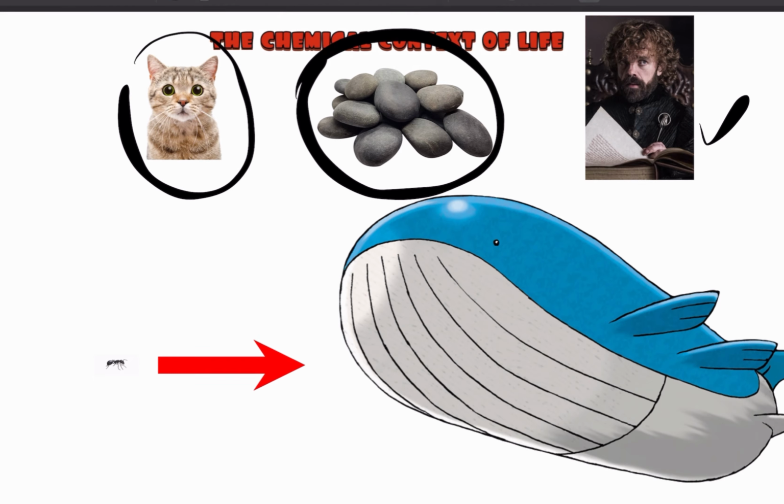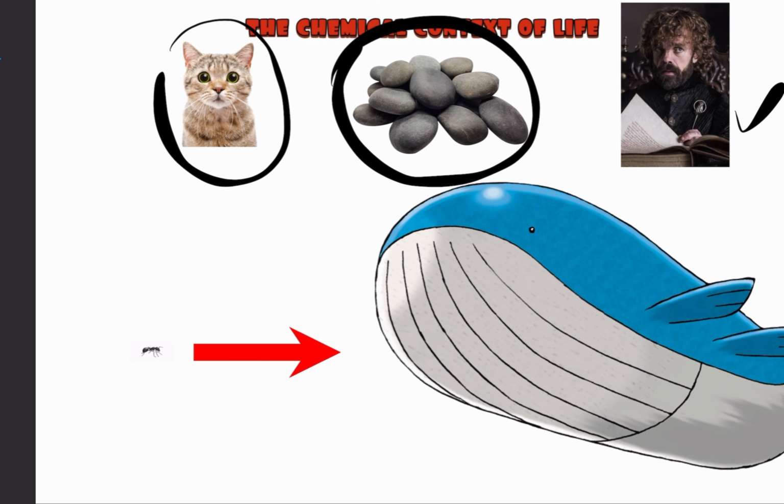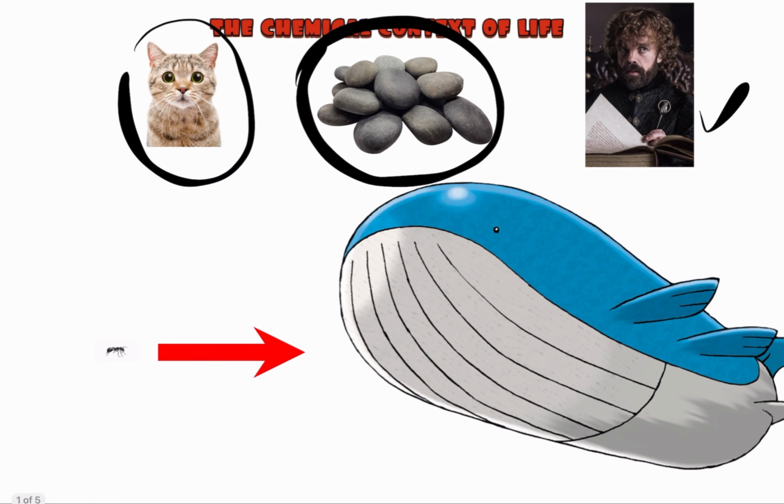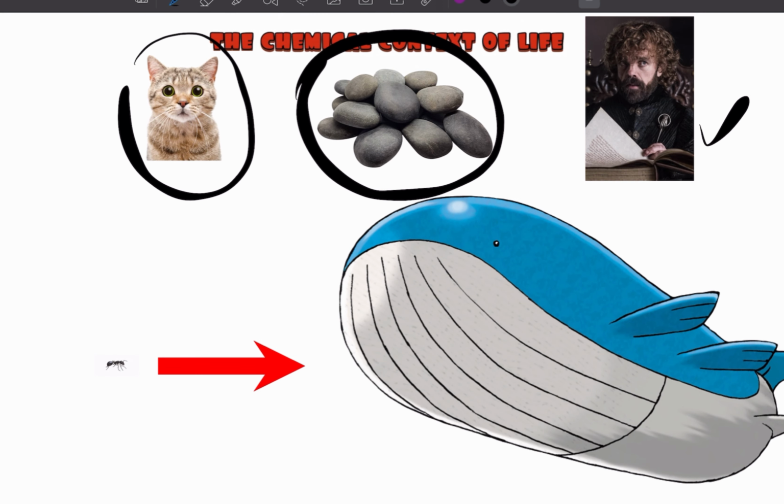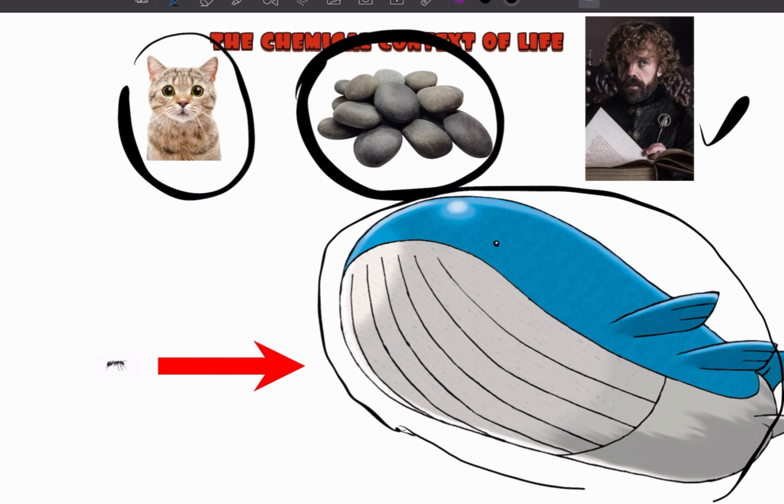If we look down below, we also have this small tiny little ant here. And then, of course, we have this big whale lord. Actually, oops, I wasn't supposed to say the name. I was supposed to let you guys guess what it is, but it is a Pokemon. However, just for the video's sake, we're saying it's a whale.